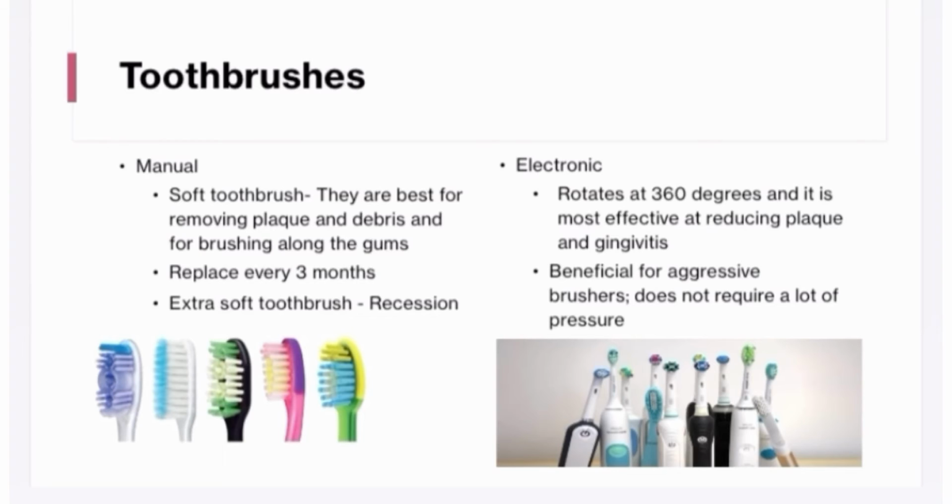Toothbrushes. There are manual toothbrushes and electronic toothbrushes. A soft toothbrush is the best for removing plaque and debris and for brushing along the gums. You want to replace your toothbrush at least every 3 months because the brush bristles become frayed and they won't clean your teeth as well as a new toothbrush. Also, an extra soft toothbrush is recommended for people with very sensitive teeth or otherwise people with recession. Electronic toothbrushes are the best for aggressive brushers because they do not require a lot of pressure. The rotating motion of 360 degrees makes them the most effective at reducing plaque and gingivitis.